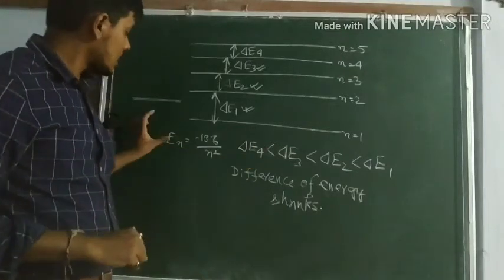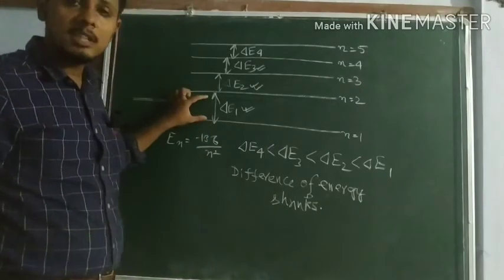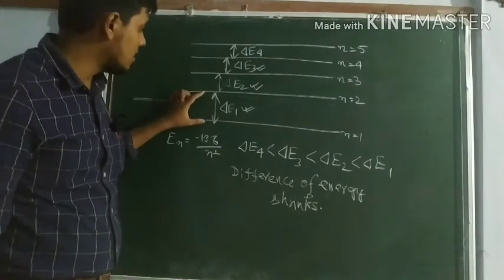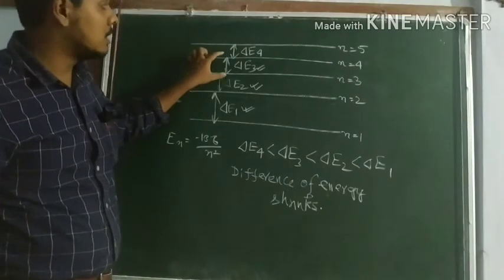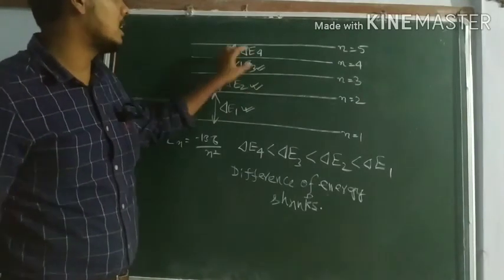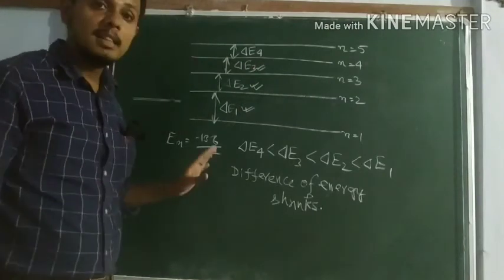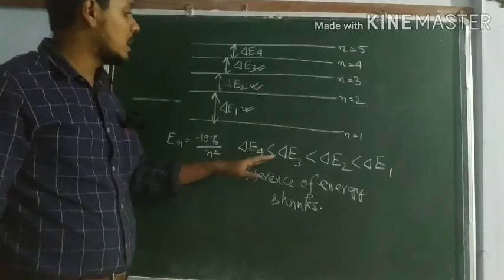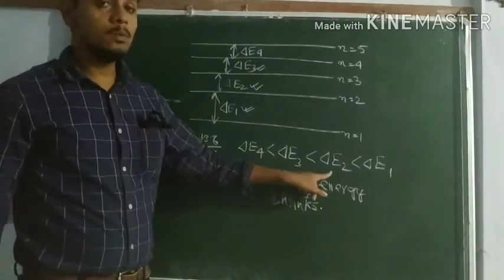Now if del E1 is the energy difference between level 1 and 2, del E2 for level 2 and 3, del E3 for level 3 and 4, and del E4 for level 4 and 5, then the relation between del E4, del E3, del E2, del E1 is del E4 less than del E3 less than del E2 less than del E1.